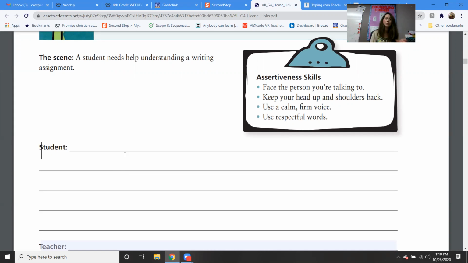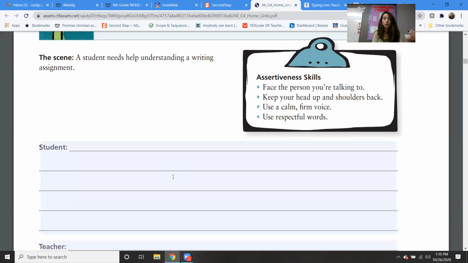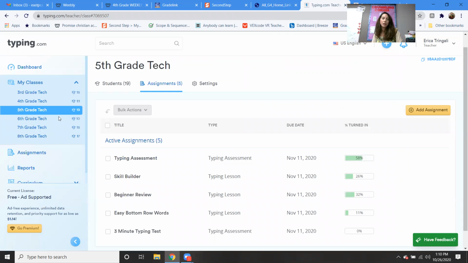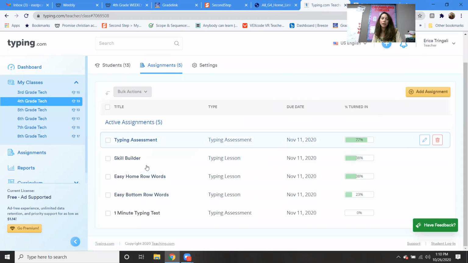Okay, guys, so it's a super short homework. You can open this in Google Docs and type it in. Probably that's the easiest thing to do. And then please don't forget about the typing that you complete all of your assignments here.